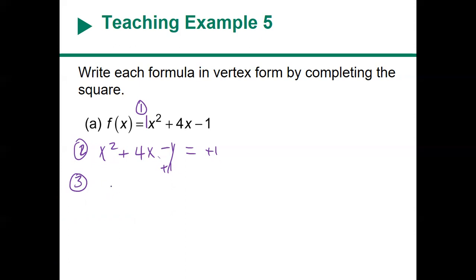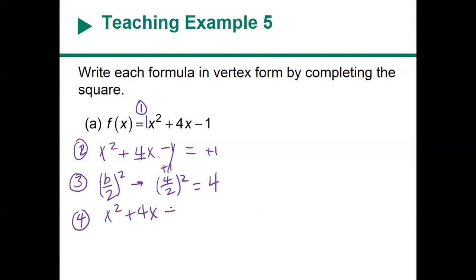Now we're going to find our magic number. To find the magic number, you take your b value, divide it by 2, and you square it. So what is our b value? 4. 4 divided by 2, squared, equals 4. That's our magic number. After you find the magic number, you add it to both sides. So we have x squared plus 4x plus 4 equals 1 plus 4. And what is 1 plus 4?